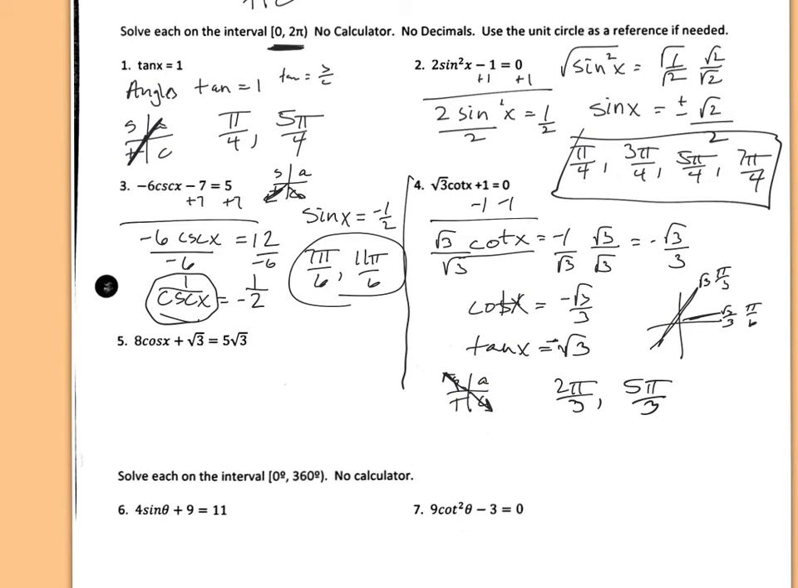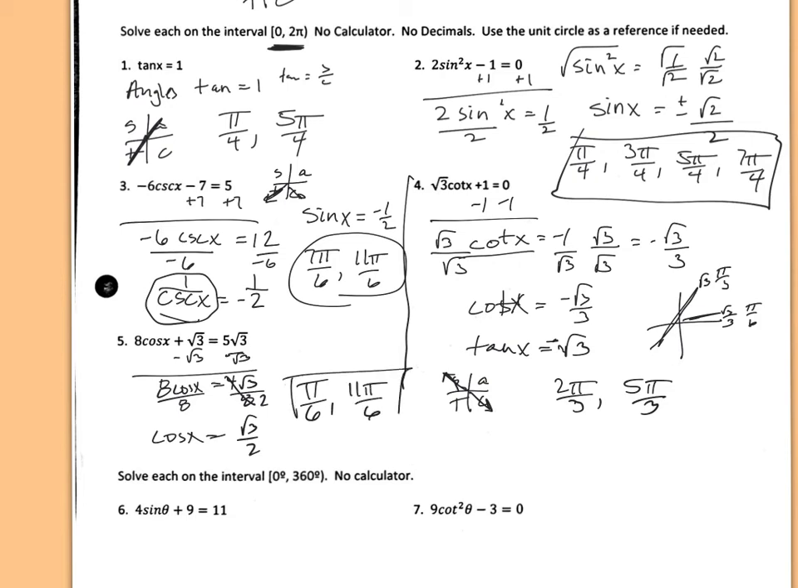Now I want to show you this one, number 5, because when you subtract radical 3, we're not dividing by radical 3, we're just taking one away. So this is 4 radical 3 over here. And then divide by 8. So we get that the cosine of x is equal to radical 3 over 2. And so remember, cosine goes with x on the unit circle. And so we're at pi over 6. And then in the fourth quadrant, 11 pi over 6.